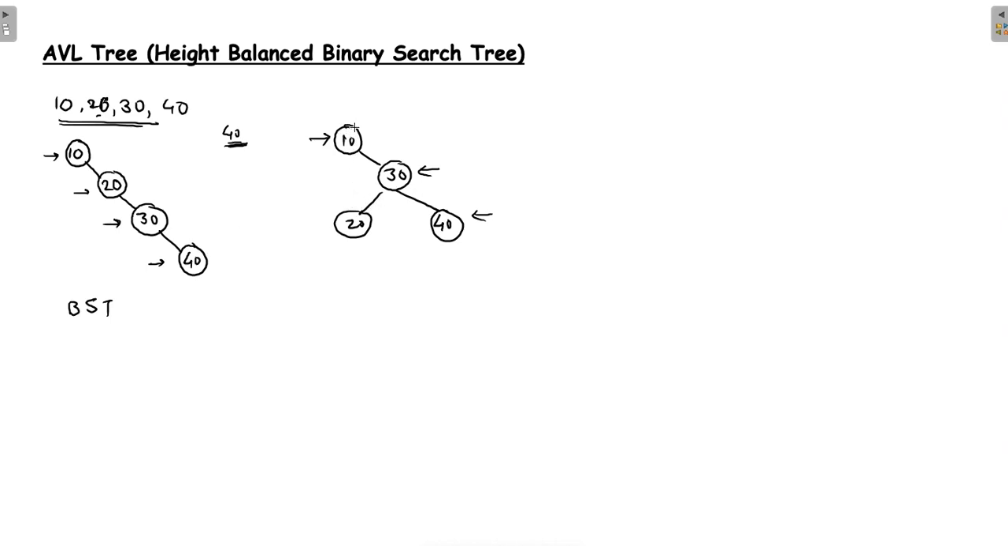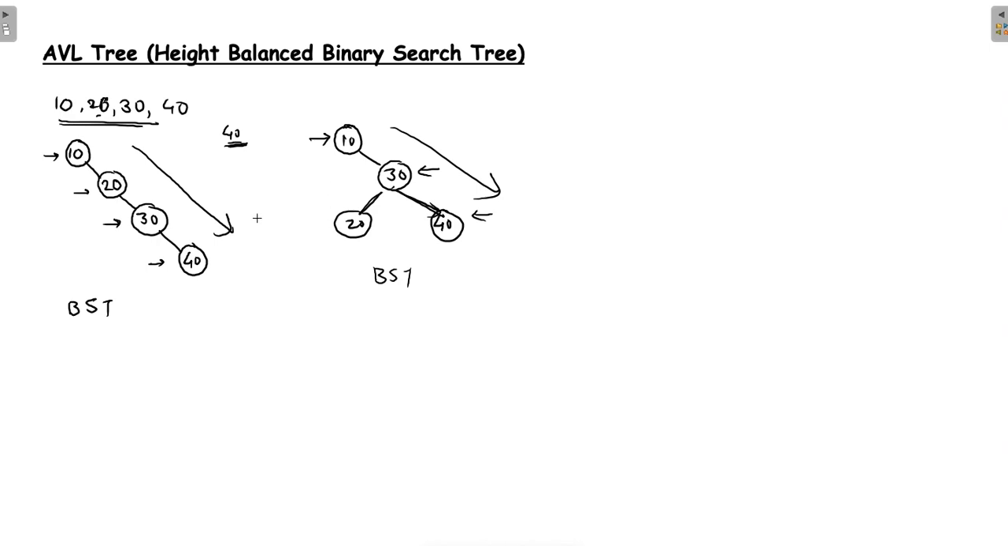You can see all the elements which are greater than 10 are on the right hand side. 30 is greater than 20, so it is a parent. 40 is greater than 30, so it is a child on the right hand side. So it is satisfying the property of binary search tree. And this is also a balanced tree, meaning you need to balance the height of your tree. Here you can see the height of the tree is quite large, and here the height of the tree is only 2 levels. So we'll discuss how to calculate the height of a tree and what an AVL tree is now.